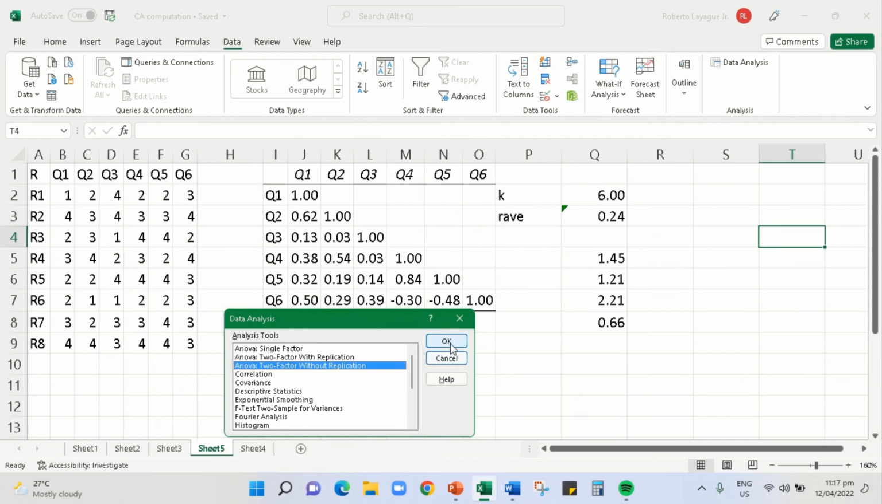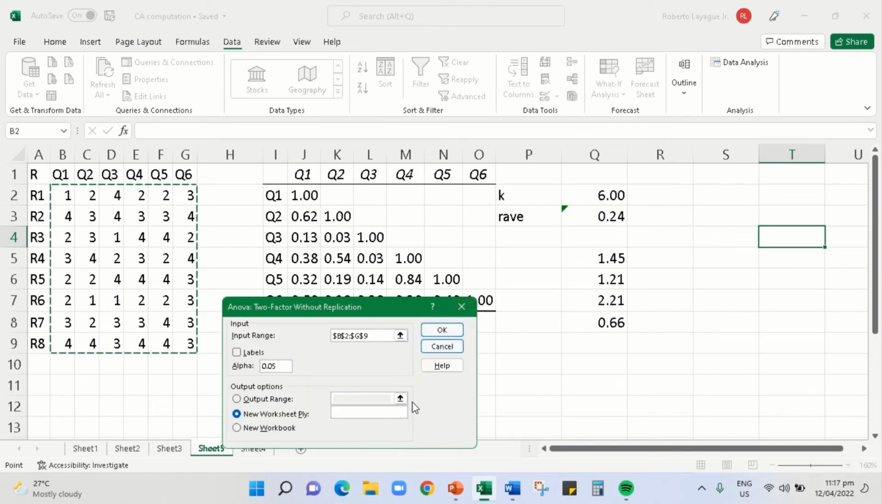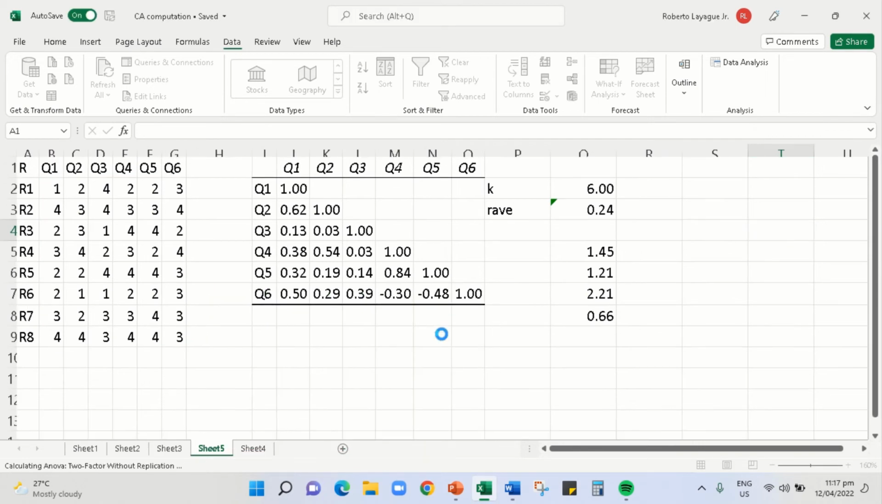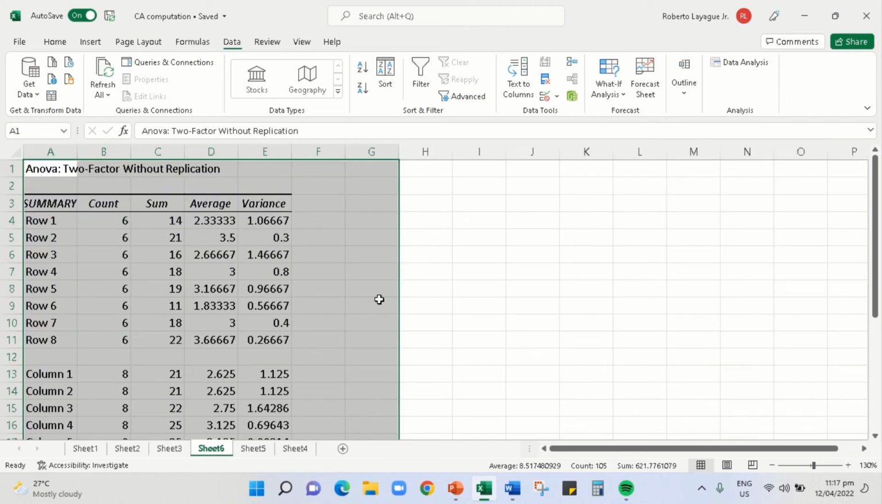So you select the numbers only, no headings, because it's not replicating anything. If you use labels, because you are looking at the two factors, it will look at the columns and the rows. Next, you can put that on a new worksheet. Let me just click that so that I can explain it. So this is now the data, the ANOVA two-factor without replication.